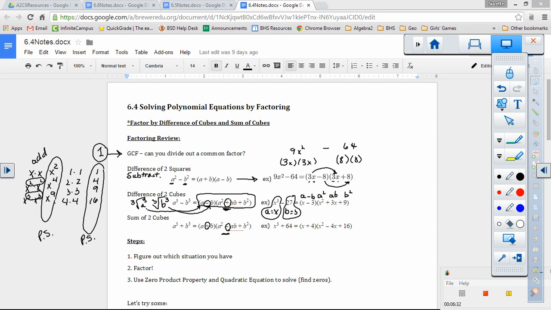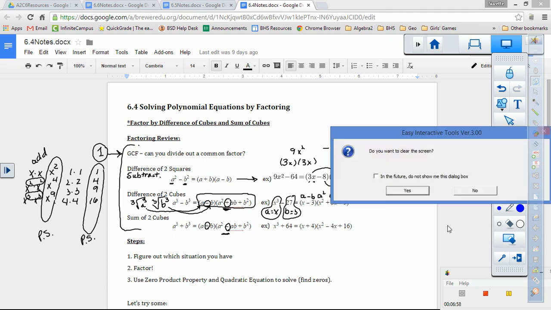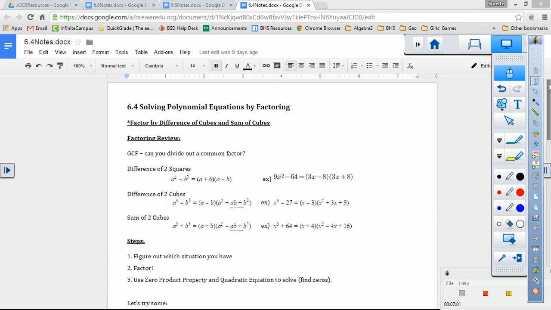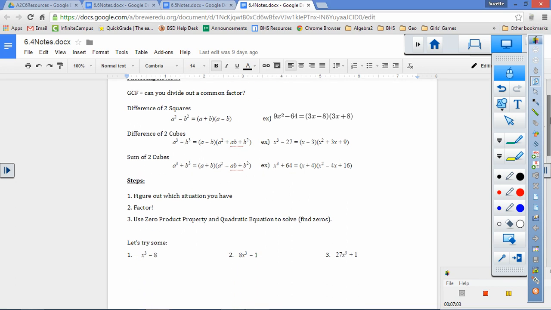So how do we solve a polynomial equation by factoring? First of all, we figure out which of our situations do we have. Which of all of these choices do we have? Second, you actually factor it out. And third, you use the zero product property or the quadratic equation to solve. And that means then you're going to find your zeros. Once you've factored it down, you set those factors equal to 0, and you try to figure out what your roots are. So let's clear this, scroll it up, and we'll actually practice a few together.